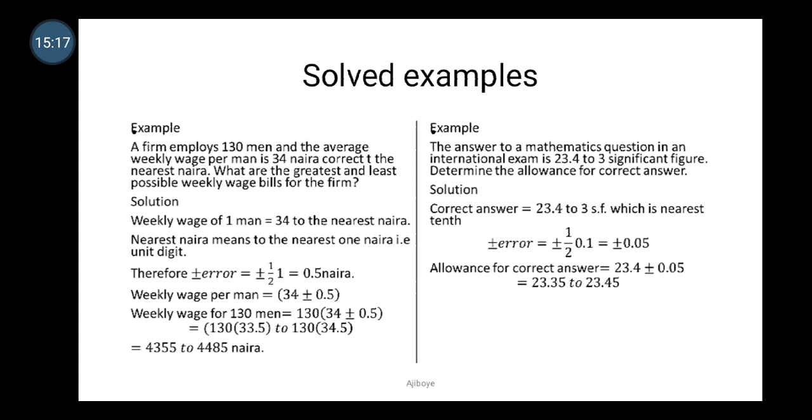I'll say that again. Our allowance is 23.4 plus or minus 0.05. That is the range of 23.35 to 23.45. That's the range because of the plus or minus 0.05. If you add 0.05 and subtract 0.05, you get 23.45 and 23.35. So if a student should score within that range, the student will be given a full mark because the answer will be considered correct since it's within the limit.